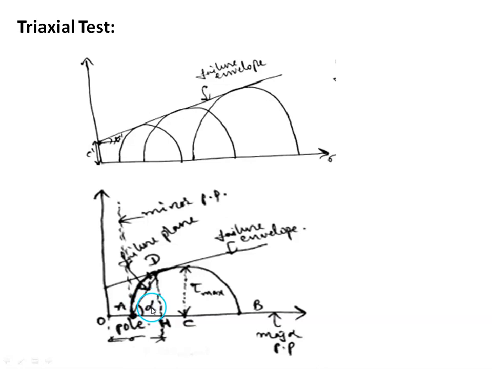Now this horizontal axis represents the major principal plane, and if we draw a line from this point, it represents the minor principal plane. So in this case, point A represents the pole of the Mohr circle, and the coordinates of this point D represent the normal stress and shear stress corresponding to failure.